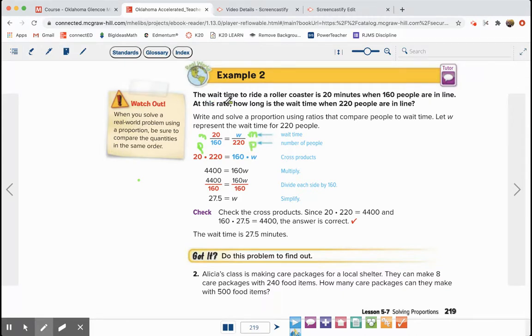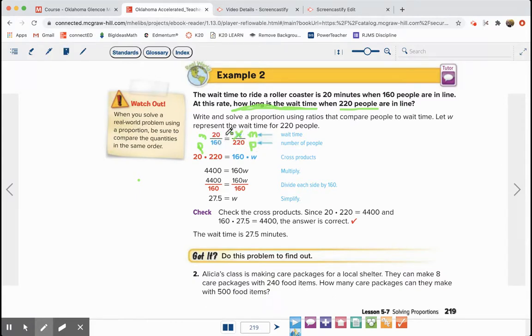So the question said, at this rate, how long is the wait time? So we are looking for the time. So the minutes, that's my variable. They said W for wait time. I just always say X on mine. Doesn't matter what letter you use. When there are 220 people in line. So they gave me people. So since I had people on bottom, you keep people on bottom on this side. So 220. So we have 20 over 160 and X over 220.